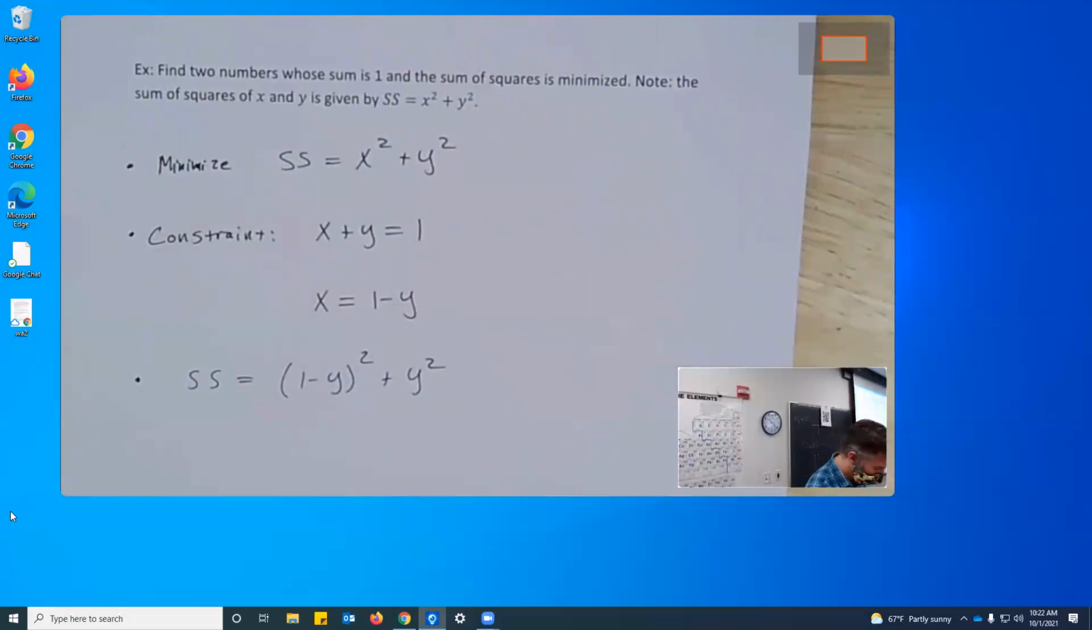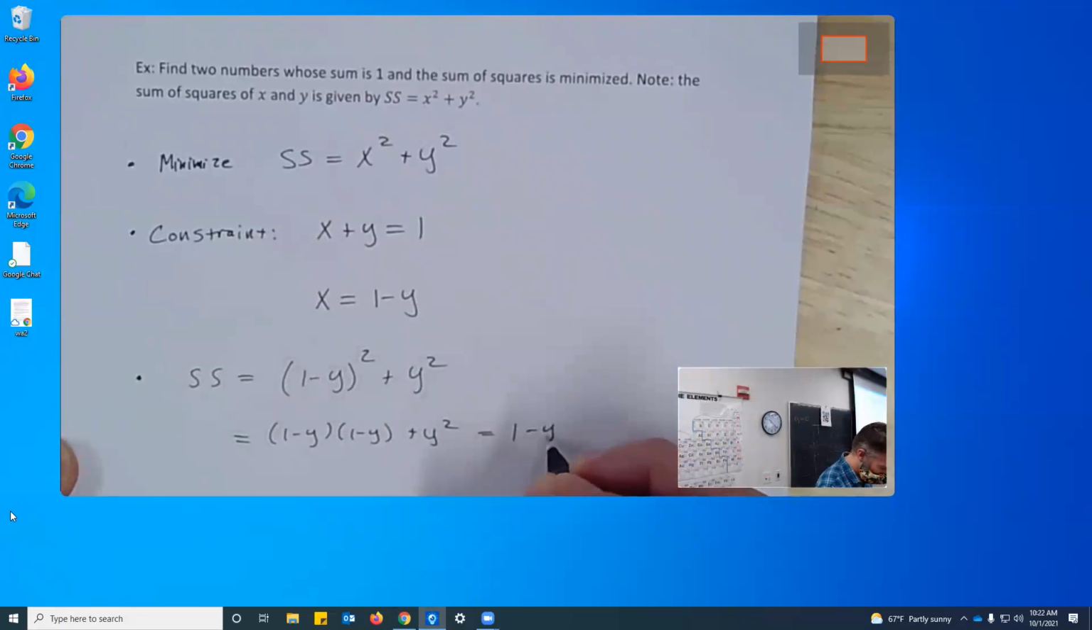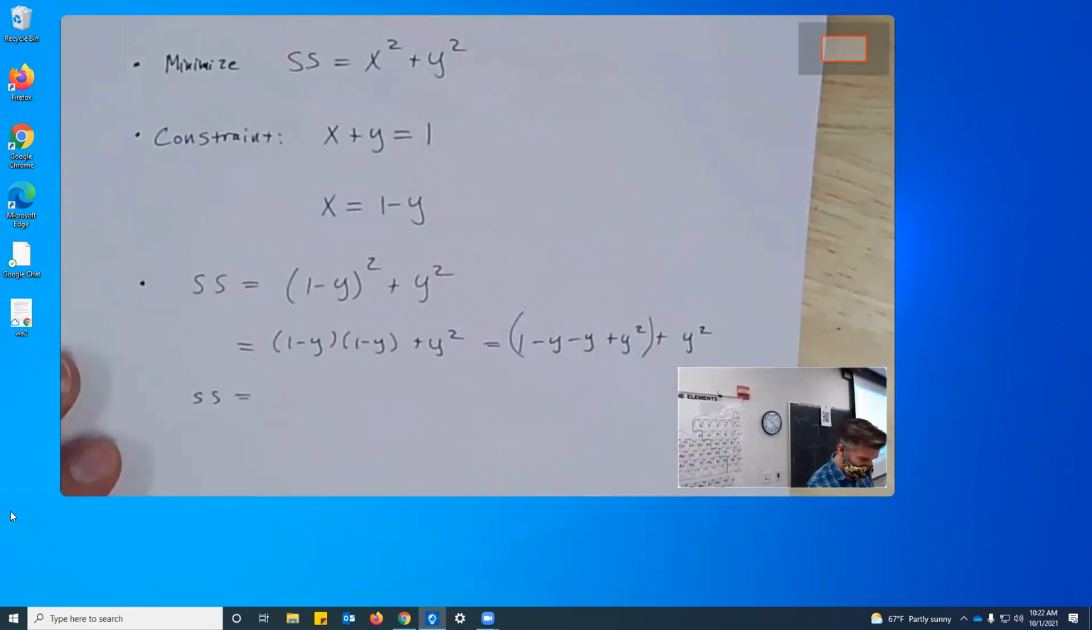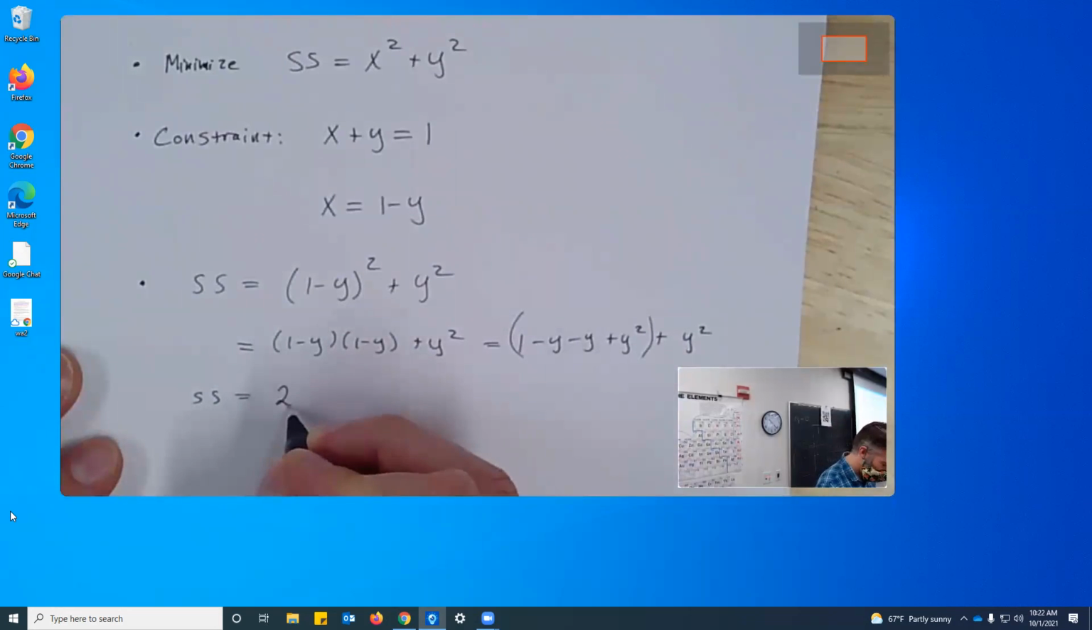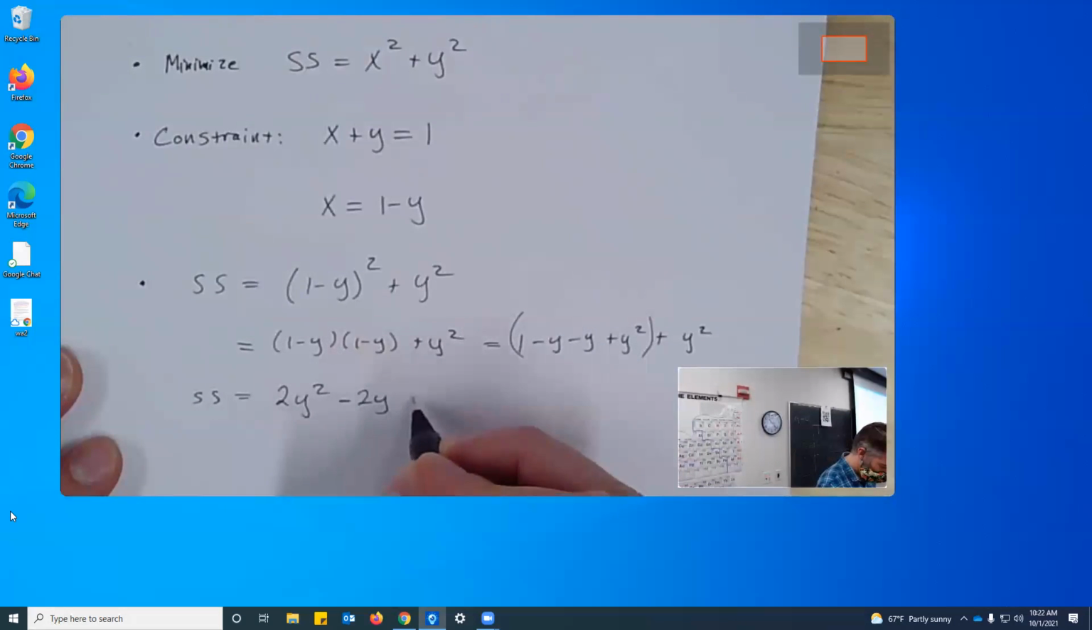And we're going to need to multiply that out. That's going to be 1 minus Y times 1 minus Y plus Y squared, which is going to equal, let's see, 1 minus Y times 1 minus Y is 1 minus Y minus Y plus Y squared, and that's the whole thing foiled out, plus Y squared. So our sum of squares, simplifying it, I've got a Y squared plus Y squared, so a 2Y squared. I've got a negative Y minus Y, so a minus 2Y plus 1.